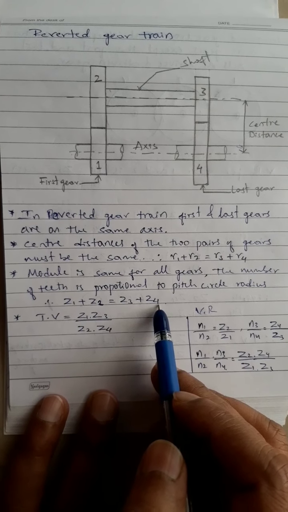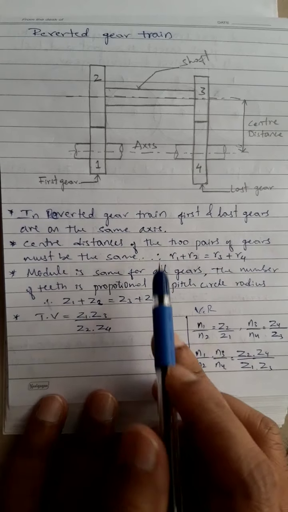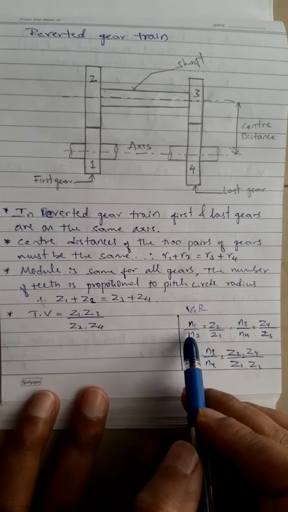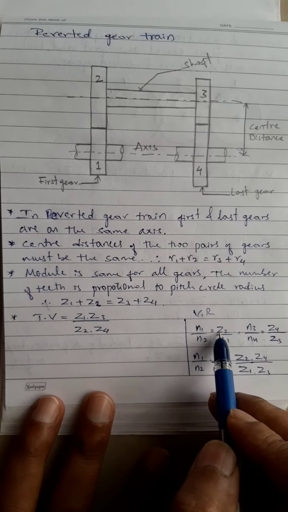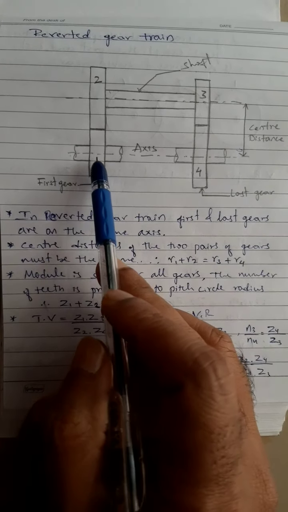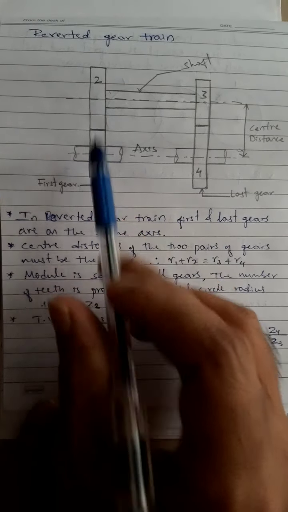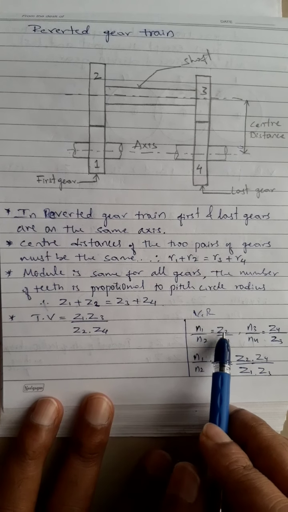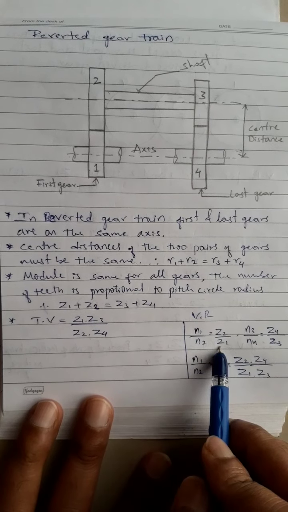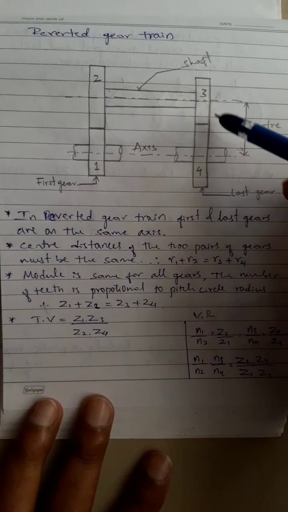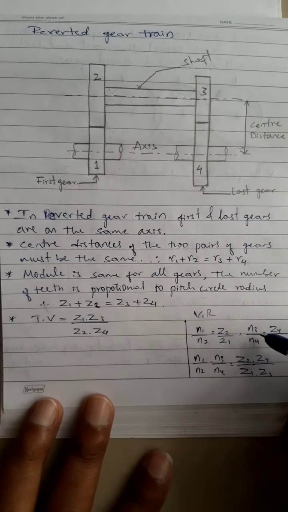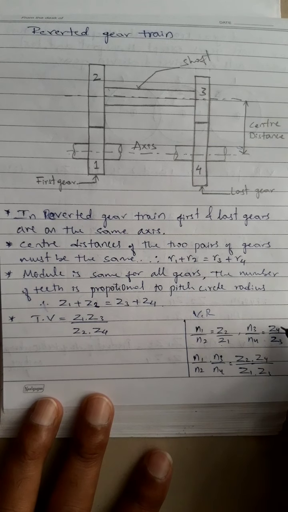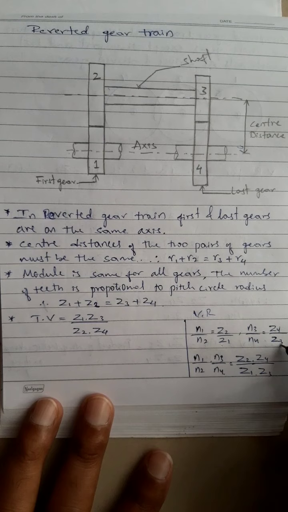To check the velocity ratio of this reverted gear train arrangement, we can write N1 by N2 is equal to Z2 by Z1, since gear 1 and gear 2 are in contact. And gear 3 and gear 4 are in contact, so we can write N3 by N4 is equal to Z4 by Z3.